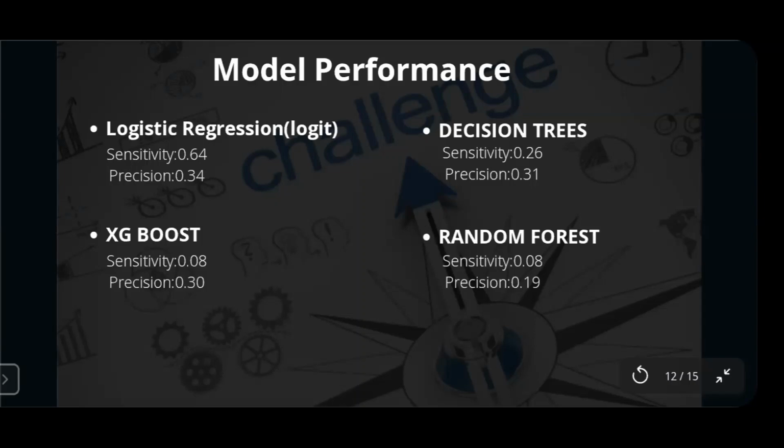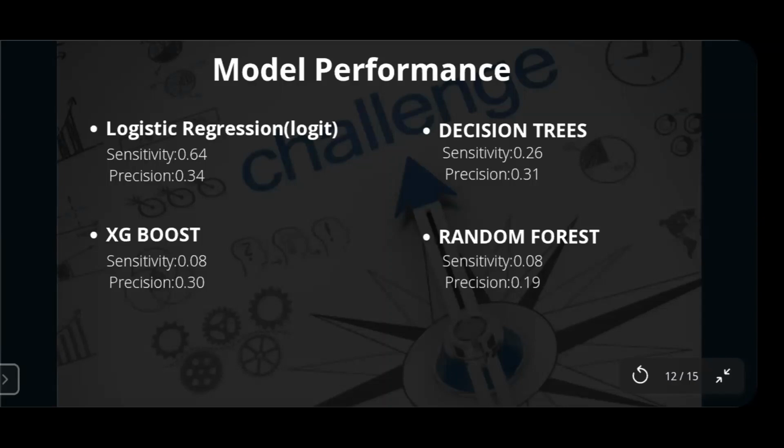Am I screen sharing right? Yes, it is. Okay. So basically, this is where I stopped. I was talking about the various metrics from the models we used and why we chose them. We chose sensitivity and precision because sensitivity makes sure the model captures all the positive values, while precision is trying to ensure that the model doesn't capture negative as positive.